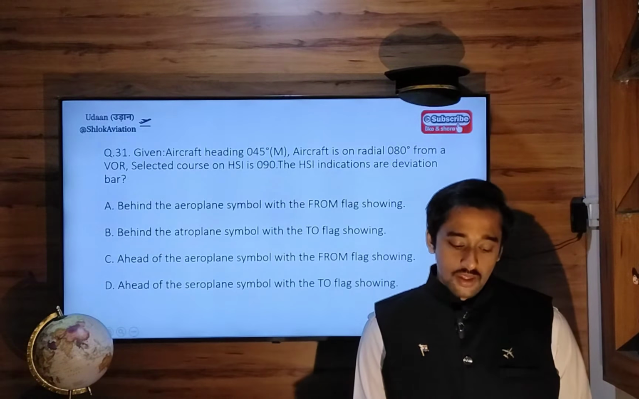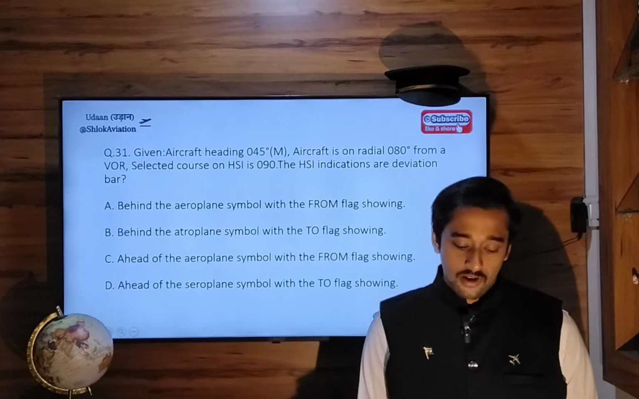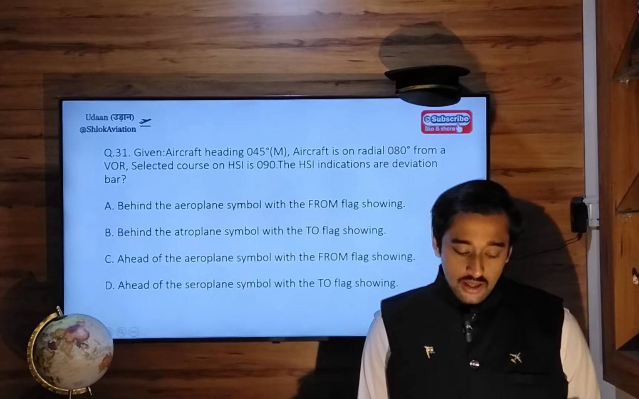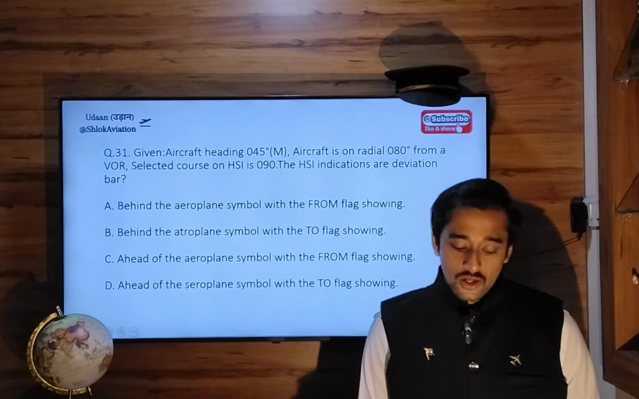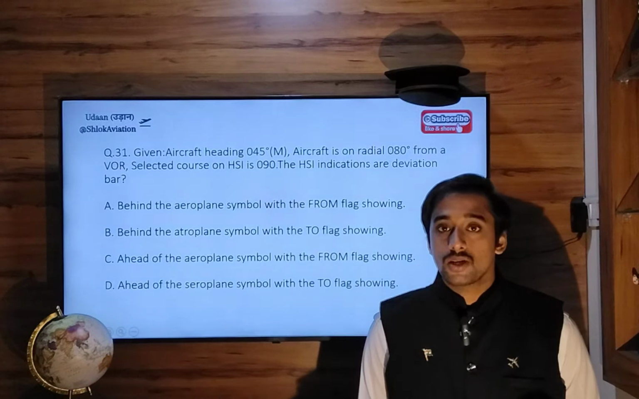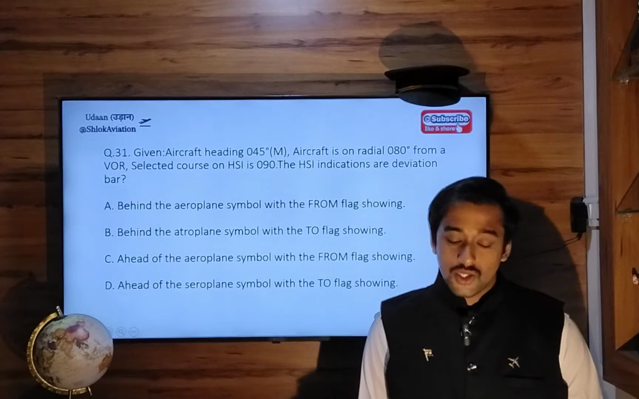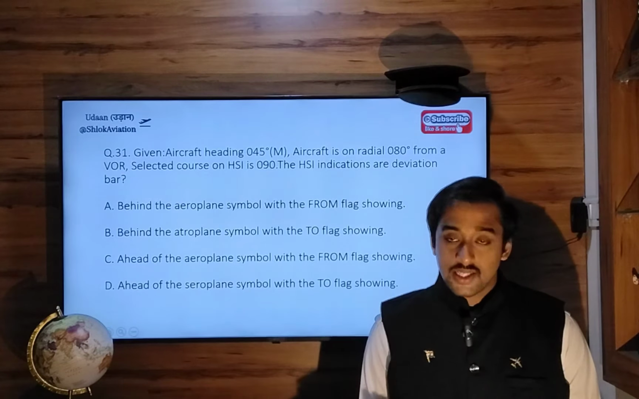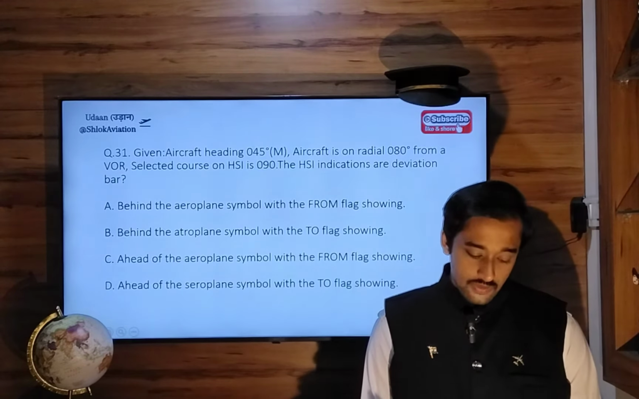So it says the aircraft heading is 045. Aircraft is on radial 080 from a VOR. Selected course on HSI, a horizontal situation indicator, is 090. The HSI indications and its deviation bar will be what?